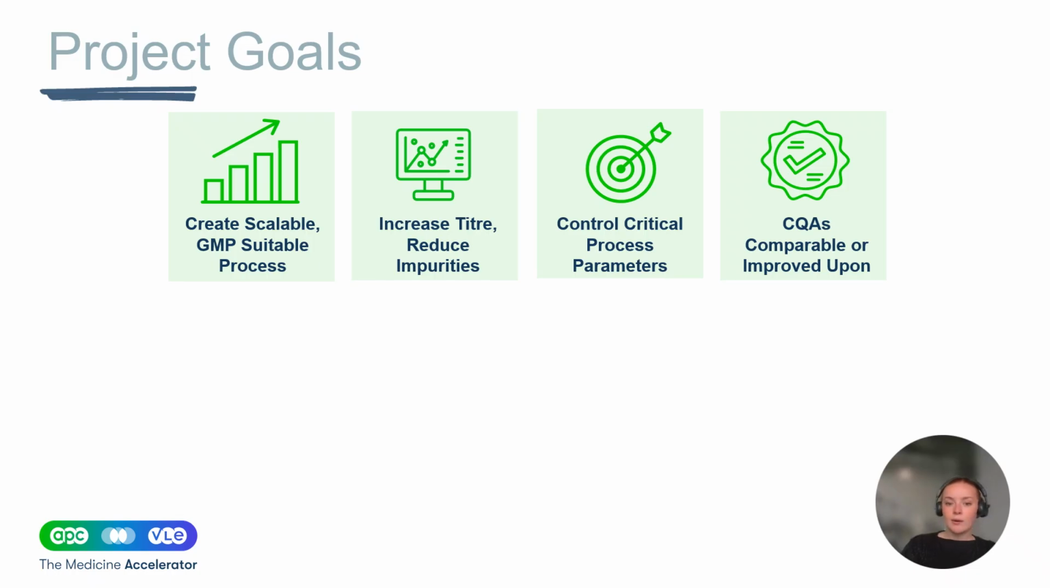increase the titer, reduce impurities, control our critical process parameters, and ensure that our CQAs were comparable or improved upon. So we have to make sure that because we were in the middle of clinical trials, whatever we were doing to change the process kept the CQAs the same from a statistical point of view.